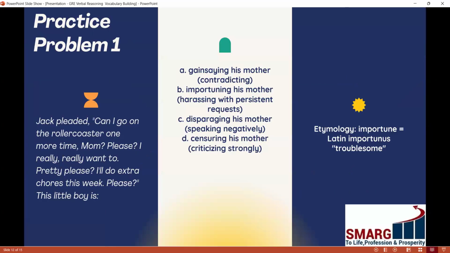Okay? Now, very quickly, we'll be applying whatever we have discussed till now. Right now, the meanings are given to you people. So, very quickly, we're going to solve this question. Jack pleaded, "Can I go on the roller coaster one more time, Mom? Please. I really, really want to. Pretty please. I'll do extra chores this week. Please." This is the sentence. Now, what is the little boy trying to do? I have given you all the meanings right now, so it becomes pretty easy. So the meanings are given. What would be the correct answer?